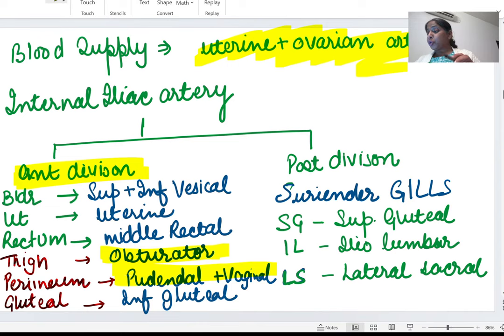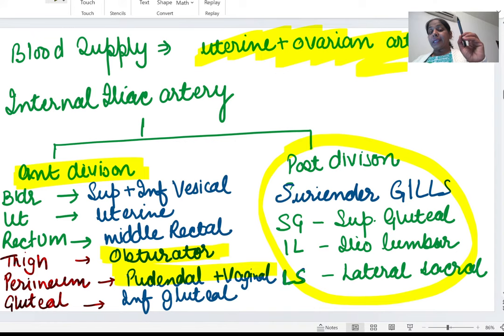And what is the branch to the gluteal region? Here is the twist. Anteriorly there is the thigh, then comes the perineum and pudendal. The branch to the gluteal region is inferior gluteal. Superior gluteal goes to the posterior division. This is the most important confusion. So the anterior division branch is inferior gluteal.